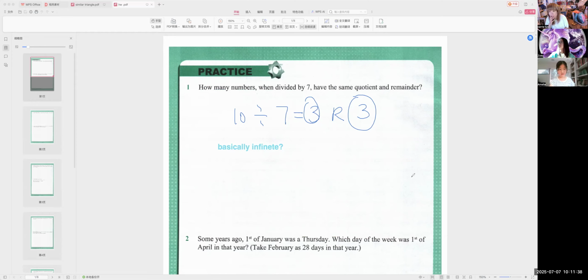No, of course not infinite. There's only a couple. Yeah.